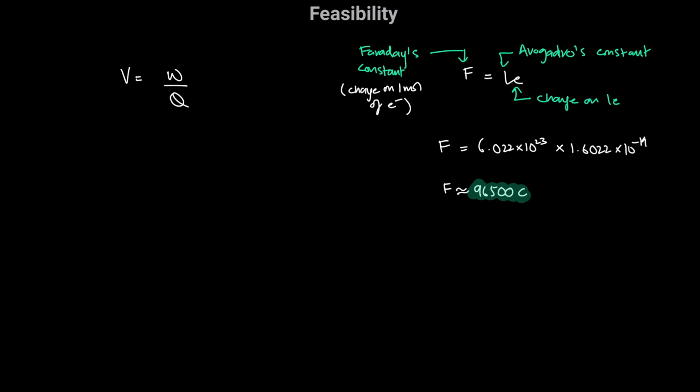More specifically, Faraday's constant is expressed as 96,500 coulombs per mole, that is per mole of electrons. Obviously, per mole is not a true unit, but it's expressed this way.